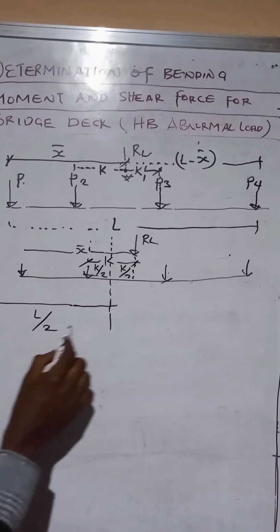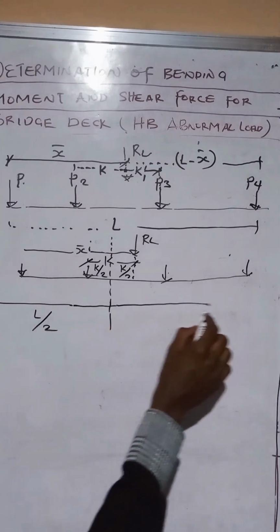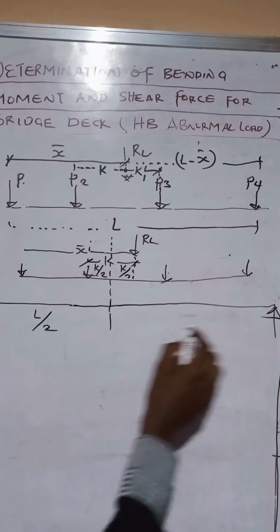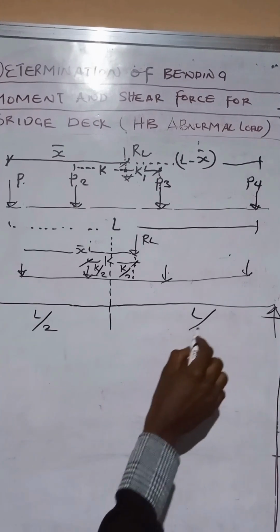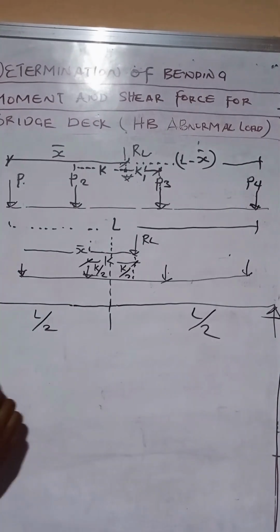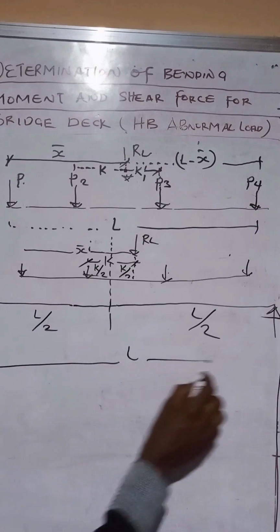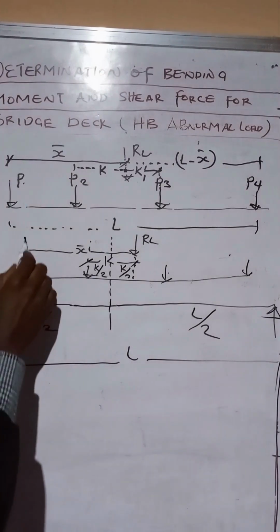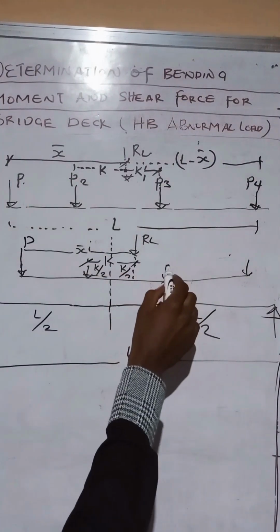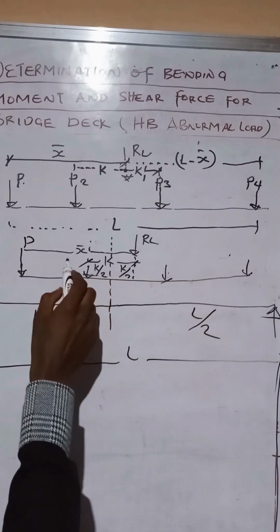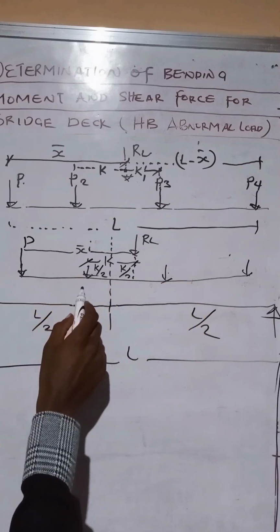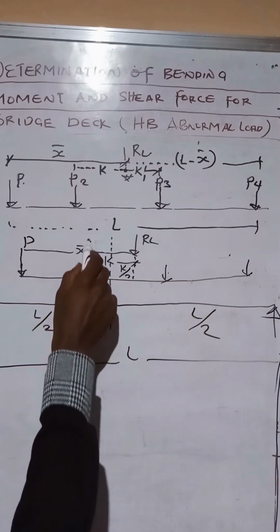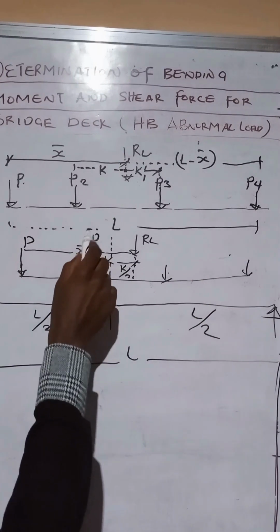Let's call the span of the beam L. Here is L over 2. So let's say the total span of this beam is L. All right, so this is what we are trying to say. This is P.